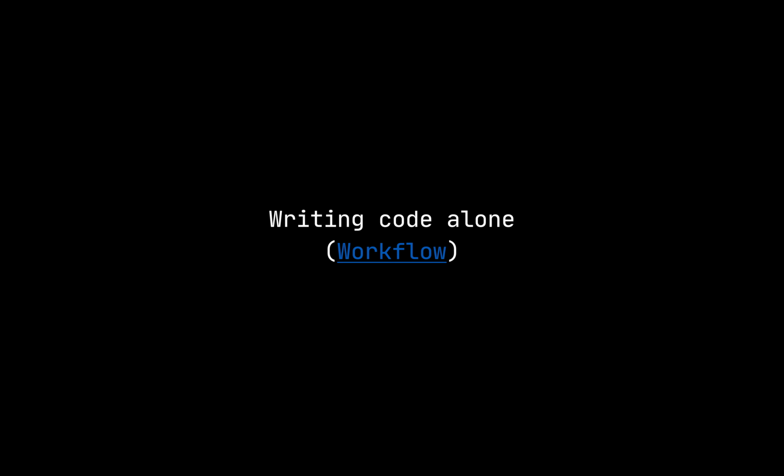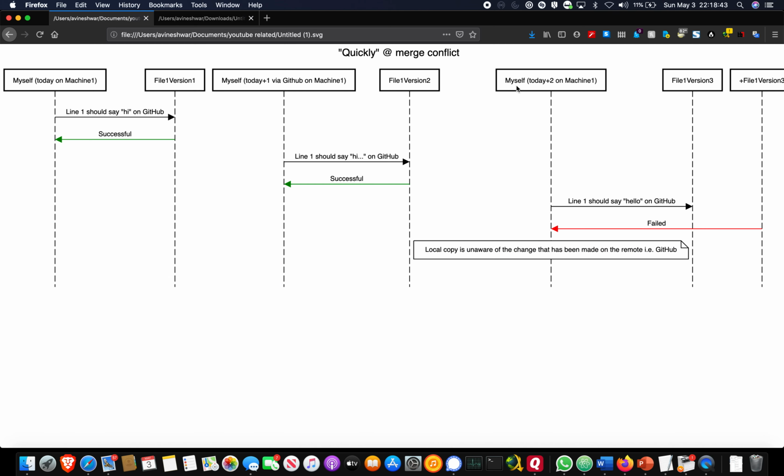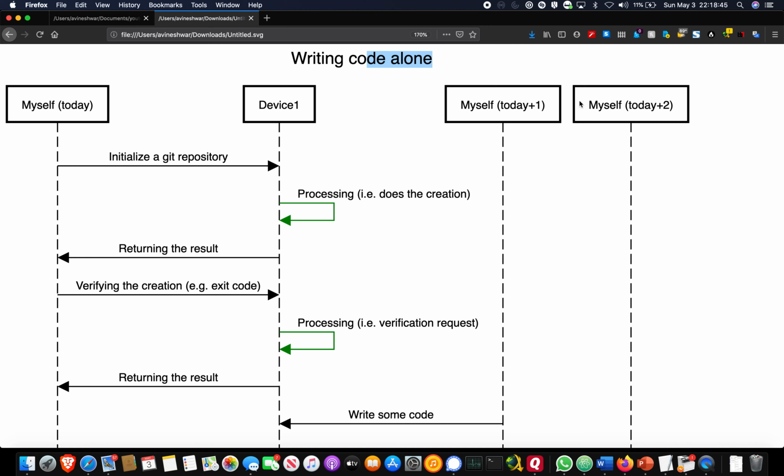Writing code alone. The workflow when we write code alone is going to look something like this. I hope you can see the zoom. There are four entities here: myself today, which is me at today's point in time; device one, let's say my MacBook, in my possession, with no shared ownership, just for keeping everything sane; myself today plus one, which is tomorrow; and today plus two, which is the day after tomorrow.